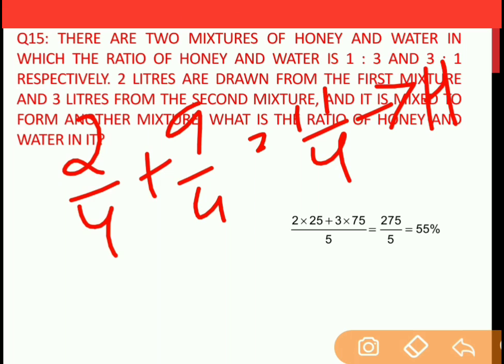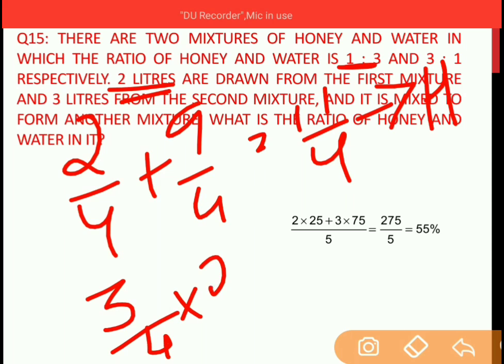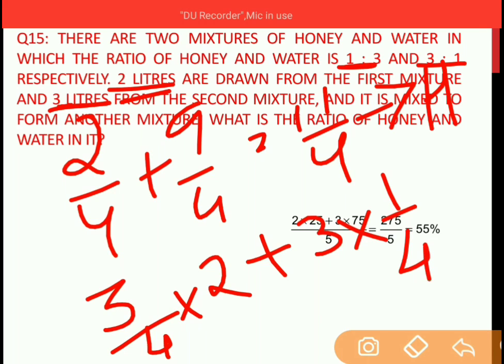Now similarly we will find out the amount of water. In the first mixture 2 liters is drawn. In this 2 liters the honey to water ratio is 1:3, so the water amount will be 3 upon 3 plus 1, that is 3 by 4 of the 2 liters. The second mixture is of 3 liters, with honey and water in the ratio 3:1. So the amount of water will be 1 by 1 plus 3, that is 1 by 4 of the 3 liters. Fine. So the amount of water is nothing but 6 by 4 plus 3 by 4. So 6 plus 3 is 9 by 4.